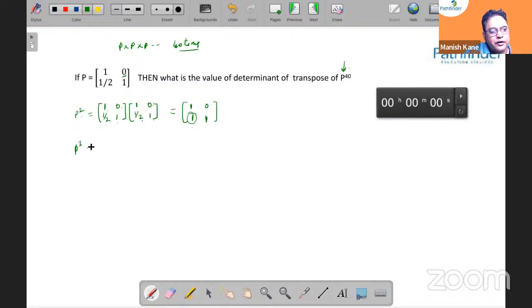Let us see what will be the element for p cube. I will write down p square as it is because p cube will be p square into p. And then I will write down p as it is, 0 and 1. If you multiply 1 into 1, 0 into half, this element remains 1. 1 into 0, 0, 0 into 1, 0, this element remains 0. 1 ones are 1, 1 into half is half. 1 plus half will give me 3 by 2, and 1 zeros are 0, 1 ones are 1. So in p cube, this element becomes 3 by 2.